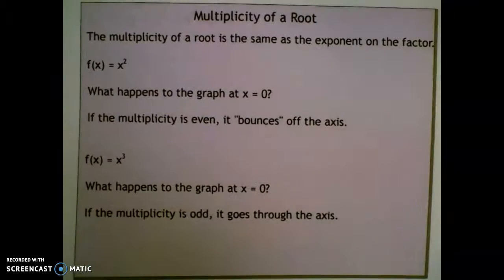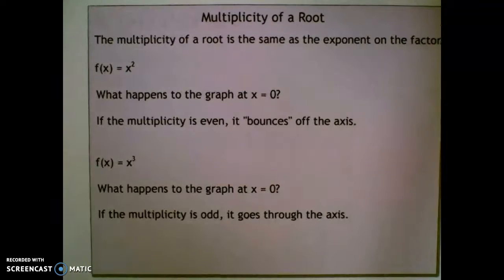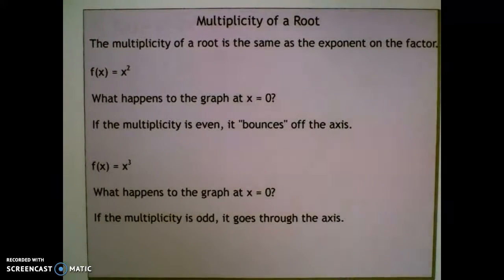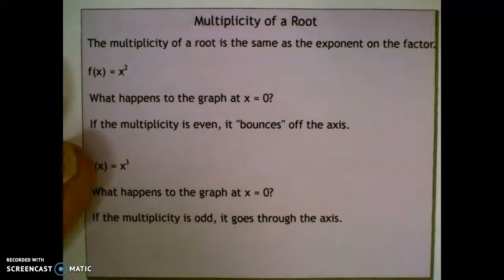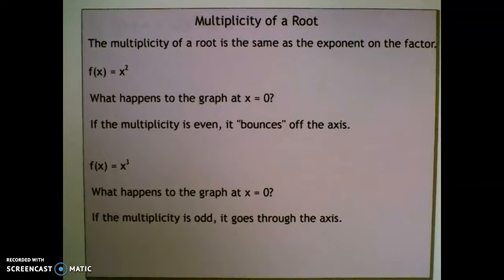All right, and the third piece is the multiplicity of the root. Now, the multiplicity is kind of like the degree, except it's like the degree of the factors. What happens is you're going to factor the problem, and then you're going to look at the exponent on the factor, and that is going to give you the multiplicity. Every factor has its own multiplicity, and that's going to make more sense when you see an actual problem.